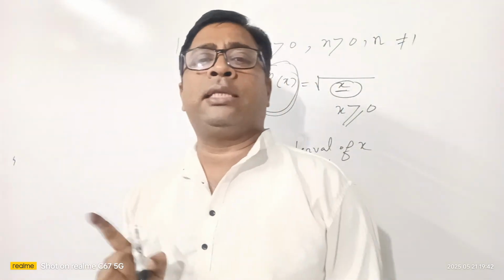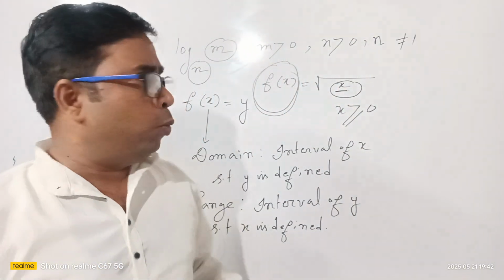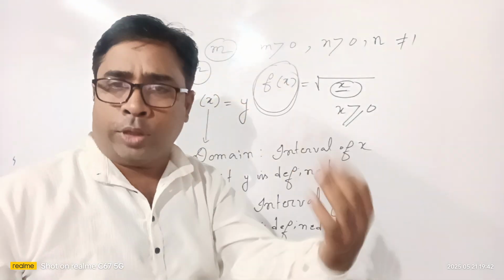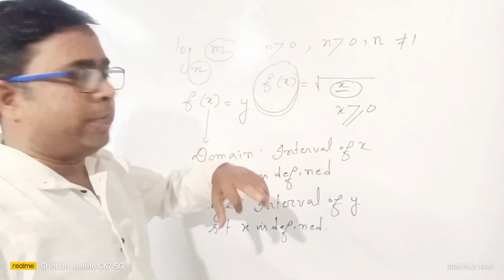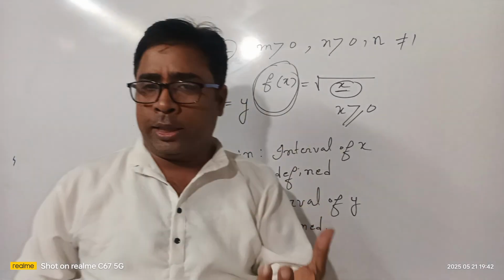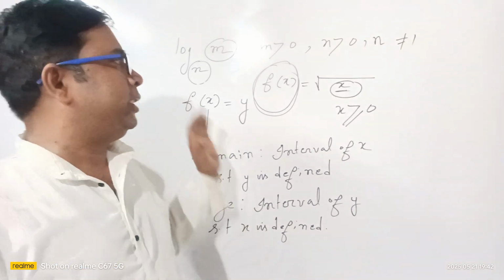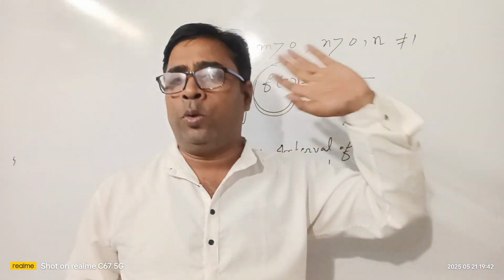So there are three conditions for a logarithmic function. One is it accepts only positive values. It also does not accept 0. The base should also be greater than 0. And there is an added condition for the base: the base cannot be equal to 1.